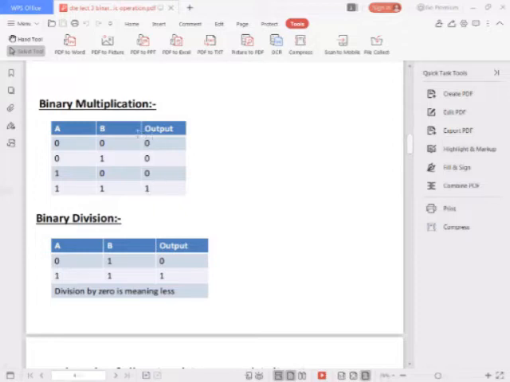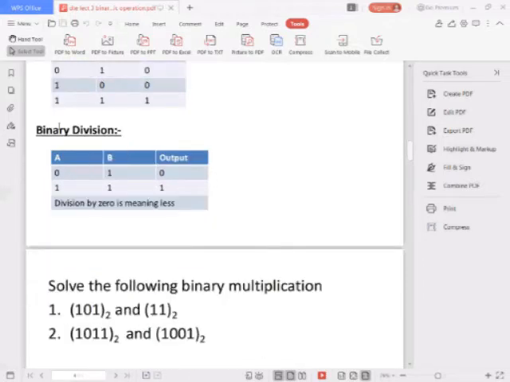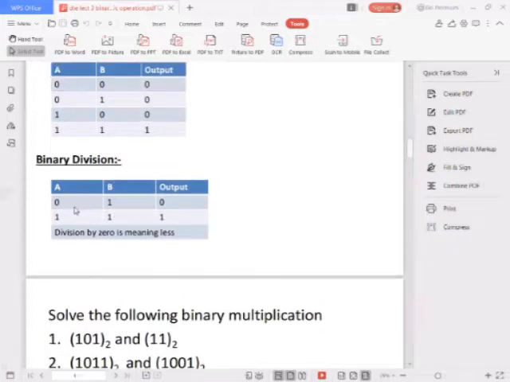So in the above 3 cases, if A is equal to 0 or if B is equal to 0, in that case output comes to 0. So these are the rules of binary multiplication. Then binary division rules. If A is equal to 0 and B is equal to 1, then output is 0. And if A is equal to 1, B is equal to 1, then output is 1. That is, division by 0 is meaningless.